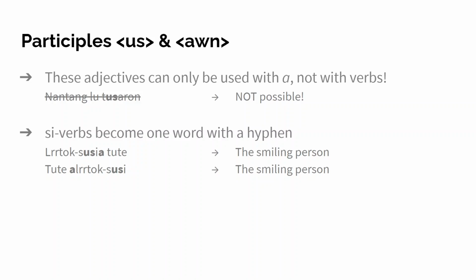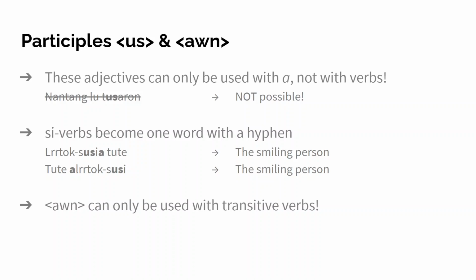C verbs can also be used with us, and they then are written like this with a hyphen. So lurtok susia tute, the smiling person, or tute a lurtok susi means the same, the smiling person. And very important, aun can only be used with transitive verbs. And that makes kind of sense, because when you think back to the example with the hunted nantang, we said that the nantang here is the direct object of the hunting. So aun builds an adjective that describes the direct object.